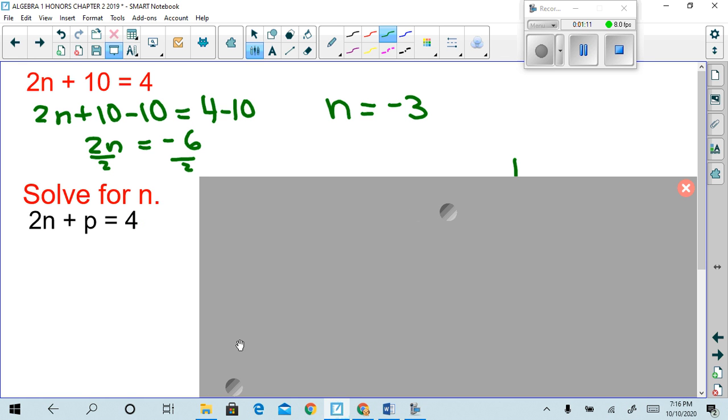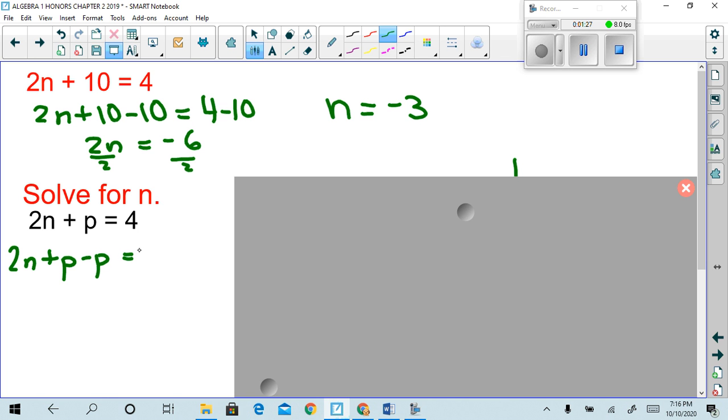Now I'm going to transform this one step at a time by changing it. And if you notice in this first one, I've taken out the 10 and replaced it with a variable. I now have a literal equation. What will I do to solve for n? I'm going to use the same process. I'm going to first subtract p from both sides. That simplifies to 2n is equal to 4 minus p.